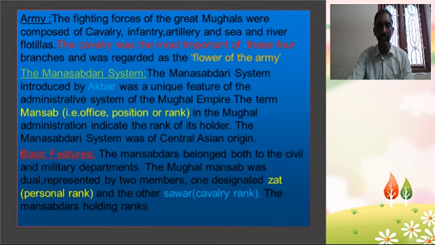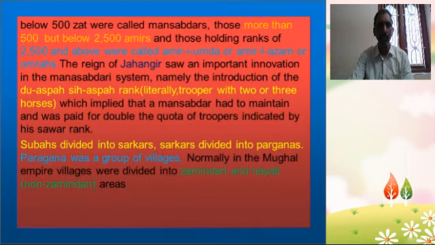The Mansabdars holding ranks below 500 Zat were called Mansabdars. Those more than 500 but below 2500 were called Amirs. And those holding ranks of 2500 and above were called Amir-e-Umda or Amir-e-Azam or Umara.